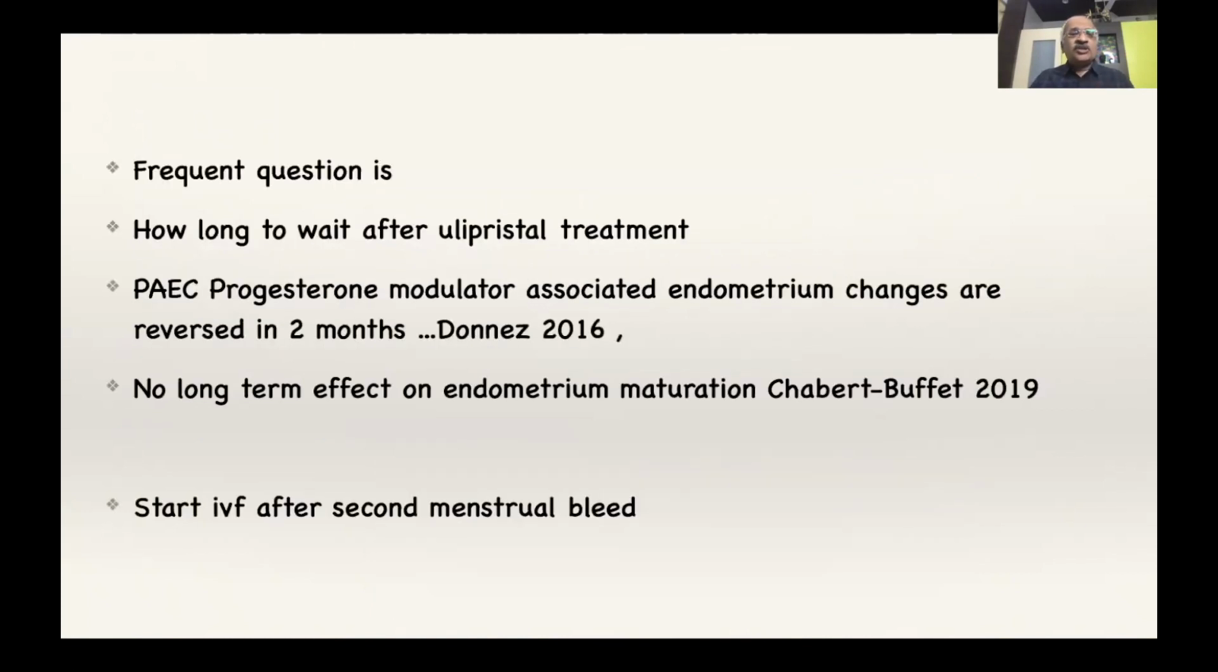Now, another question is: suppose you're using ulipristal as a medical therapy to cause regression of a fibroid, not for surgery. This ulipristal will cause progesterone receptor modulator associated endometrial changes, which are called PAEC. And these endometrial changes will definitely not allow implantation. But Donnez et al. have published that it is generally reversed in 2 months. So you can safely start IVF after 2 menstrual cycles of stopping ulipristal acetate. And ulipristal does not have any long-term effects on the endometrial maturation. This has also been reported in one recent study.